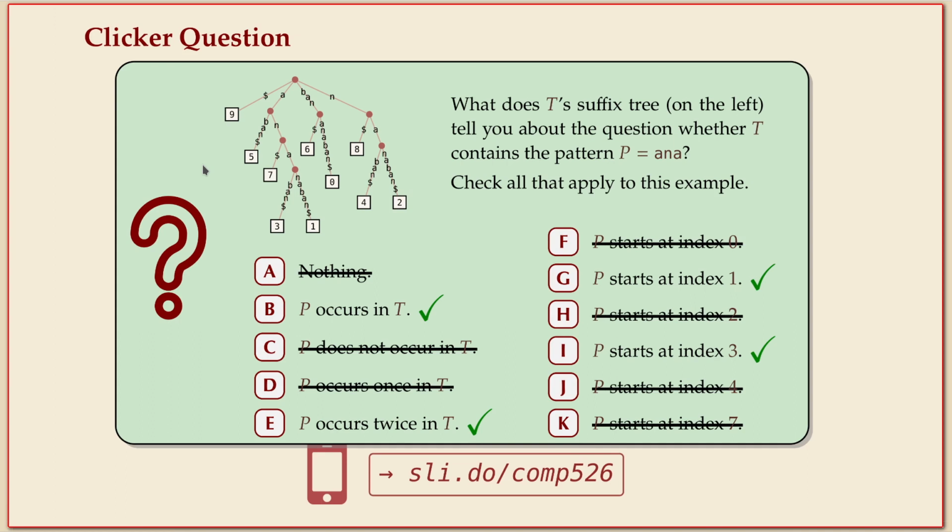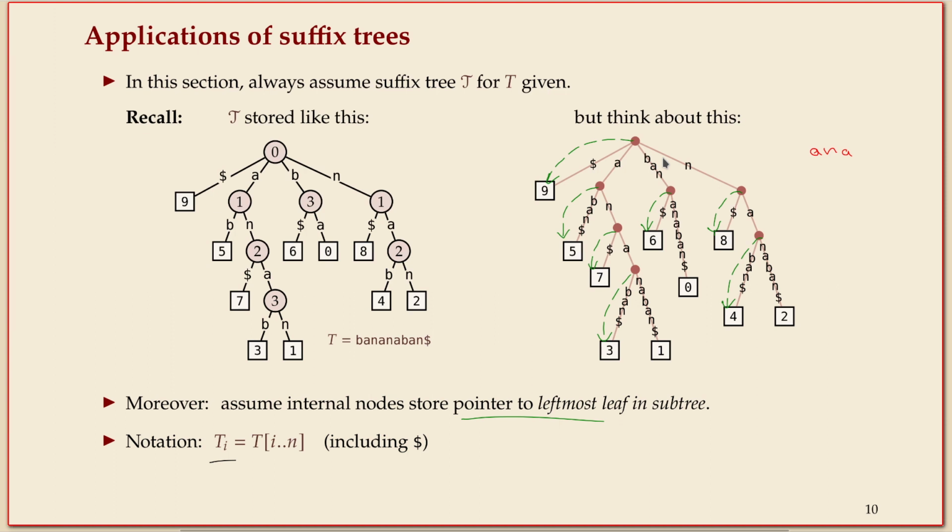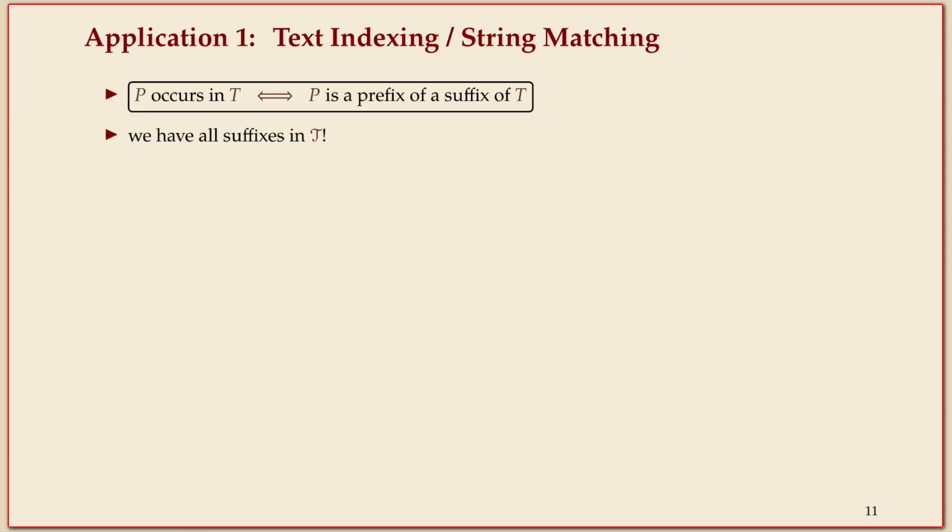Hopefully it doesn't tell us nothing. It tells us that P occurs in T, and I'll show you in more detail why. And it also tells us something about where, what indices. And we can deduce from that how often. Let me just have that on the next slide, I think. But at least we want to draw this picture.